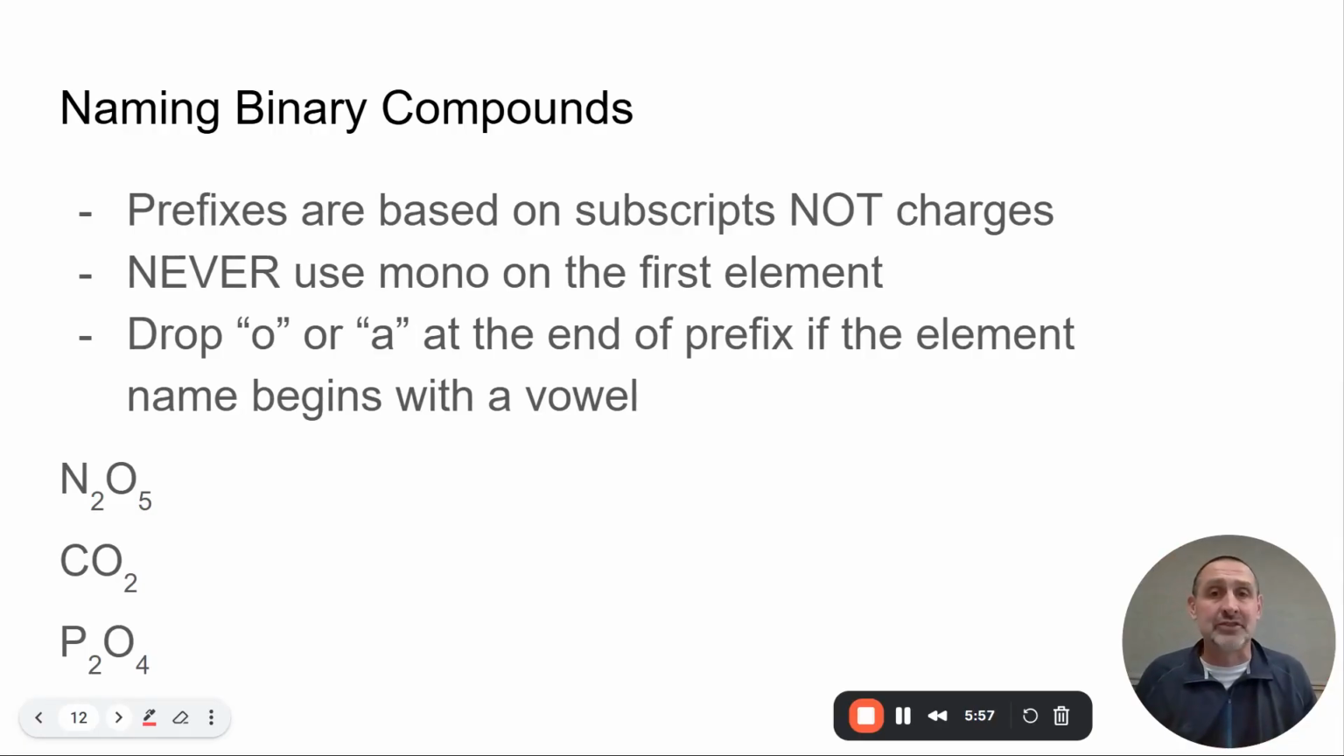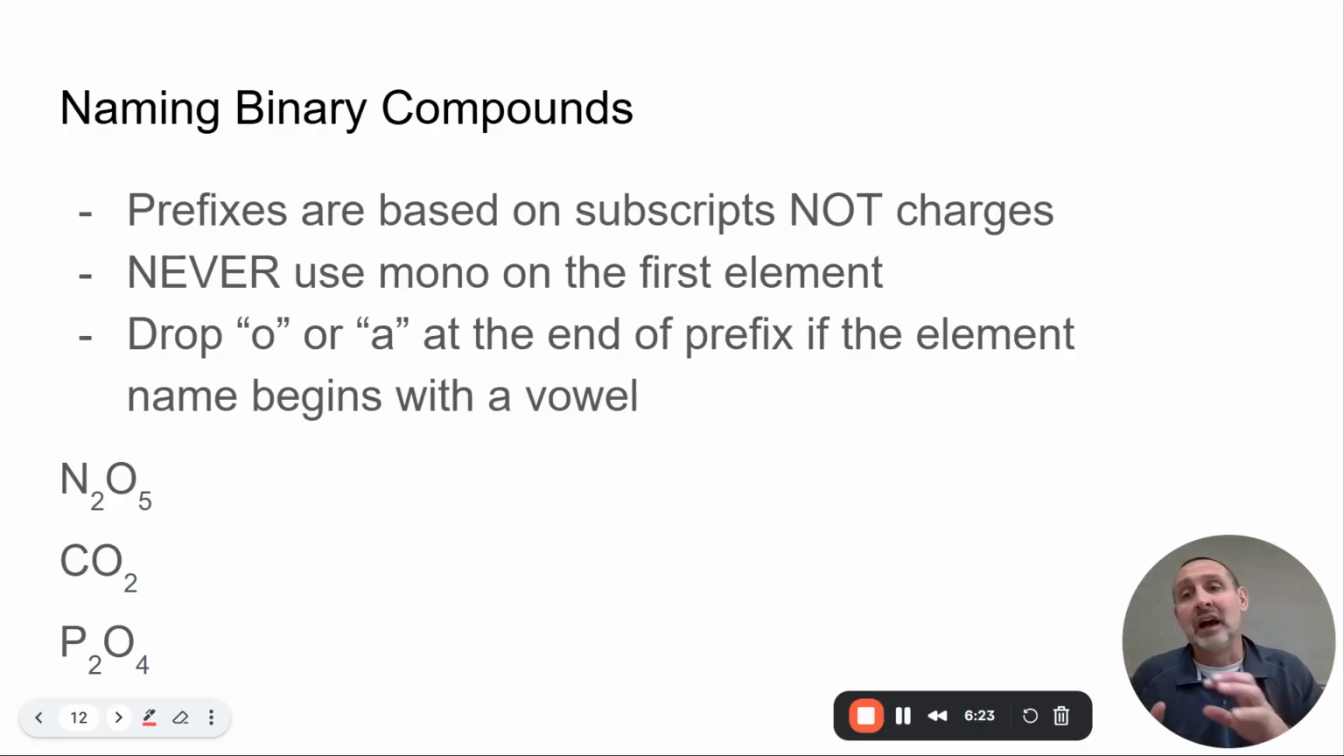Here's a few extra rules. Prefixes are based on the subscript, not the charges. We never use mono on the first element. If we have an element that starts with a vowel, we're not going to have extra O's and A's in there. So a mono and an oxygen, we're not going to have two O's. Just drop the O or A at the end of the prefix if it begins with a vowel.